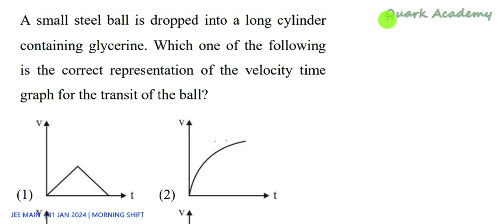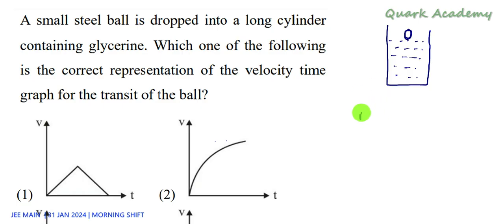A small steel ball is dropped into a cylinder which contains glycerin. So it looks like this. Okay, this is the ball. Now we need to find the velocity time graph of this ball.